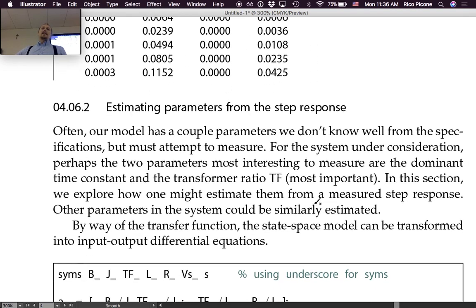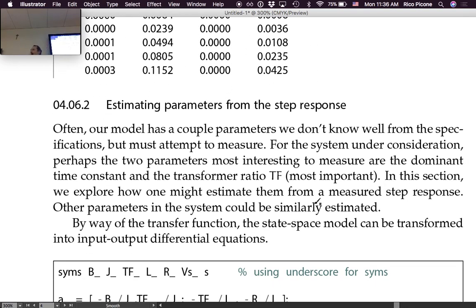So this is the second part of the lecture. The first part was like, okay, here's the transient response. Here's how to simulate the transient response. Here's what it looks like, and here's how we can get a feel for it. Now we're going to talk about how to estimate parameters from the step response, which is specifically geared towards how you're going to estimate a parameter, actually 2 parameters, in the lab from the data that you get.